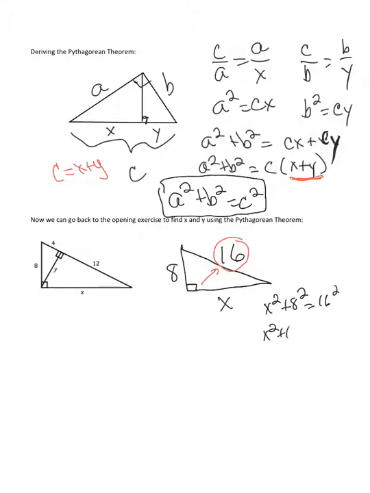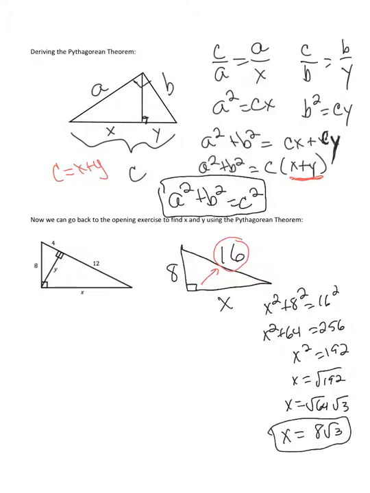X squared plus 64 is 256. So we end up with x squared is 192. Simplifying that radical, the largest perfect square in 192 is actually 64. So this is radical 64, radical 3, and there you have your 8 radical 3 when you're done.